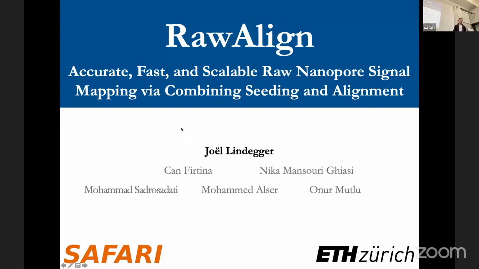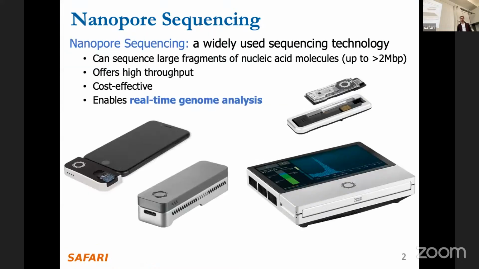So this second paper today is RawAlign, and it fits well with the previous one, so it will be a much shorter presentation because I will go over a lot of background at 500% speed. The full title is RawAlign: accurate, fast, and scalable raw nanopore signal mapping by combining seeding and alignment. The keyword here being alignment.